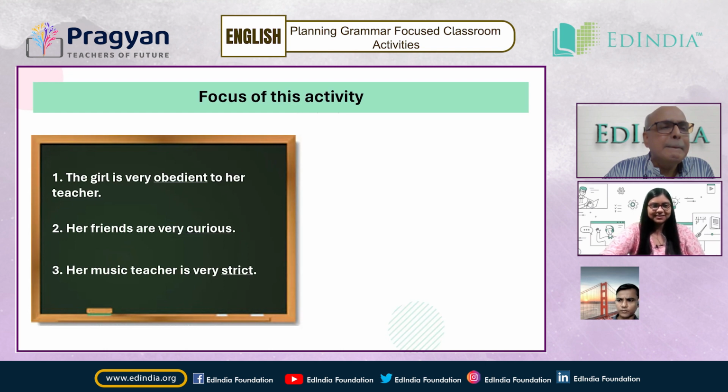So the first sentence is, the girl is very obedient to her teacher. So we can see that in that picture. Her friends are very curious. So definitely we can see their curiosity कि उस रूम में क्या चल रहा है. They were very curious और वो लोग विंडो से देख रहे थे. And the third sentence is, her music teacher is very strict. So that is also visible in that picture.